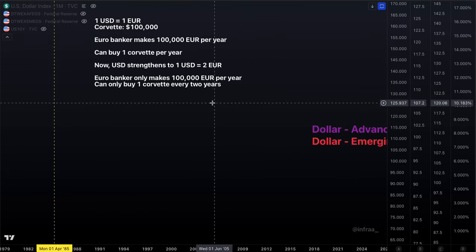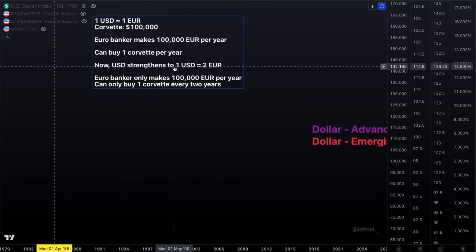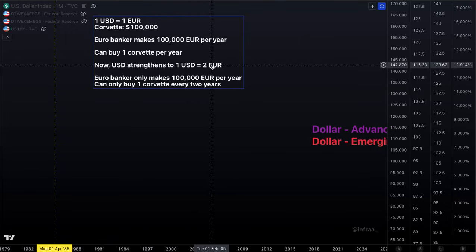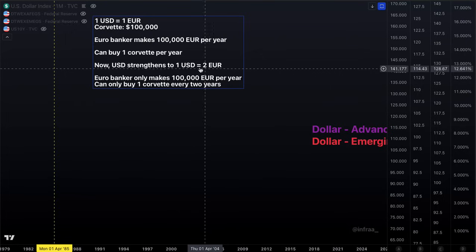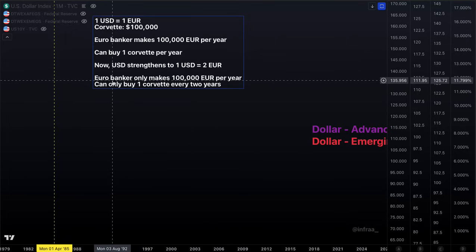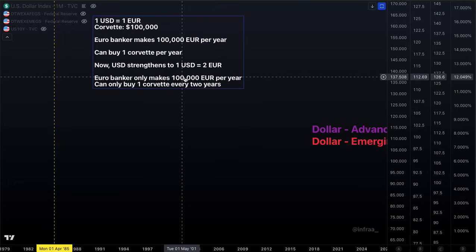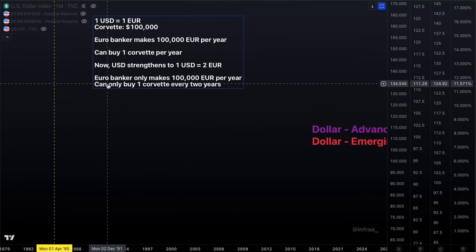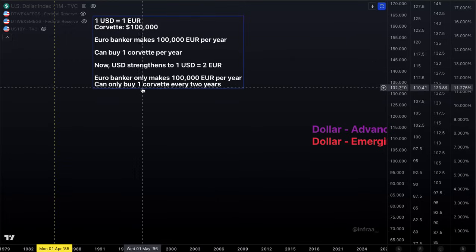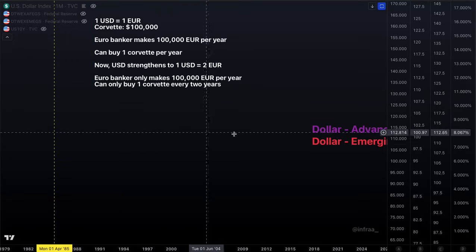Well, now imagine that the dollar strengthens, where $1 gets you €2. Put another way, the dollar strengthened, but the euro weakened, right? If you're European, if you're that German banker, your salary didn't change. You're only making 100,000 euros per year. But because the exchange rate changed, now you can only buy one Corvette every 2 years. So the purchasing power for that foreigner went down.